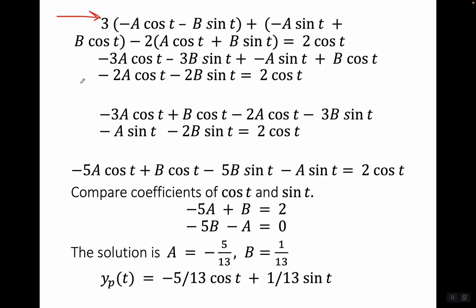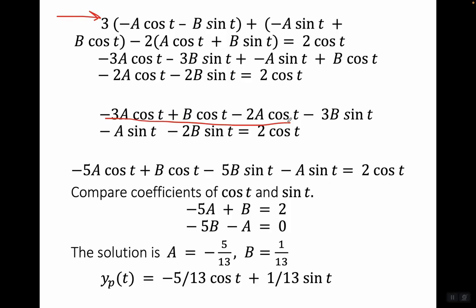Let's combine the cosine t's: -3a cos t + b cos t - 2a cos t. Let's combine the sine t's: -3b sin t - a sin t - 2b sin t, and all of that equals 2 cos t. When we combine those, we get -5a cos t + b cos t - 5b sin t - a sin t = 2 cos t.